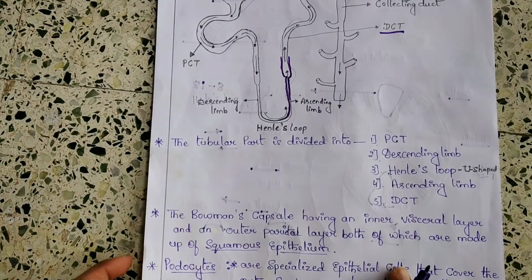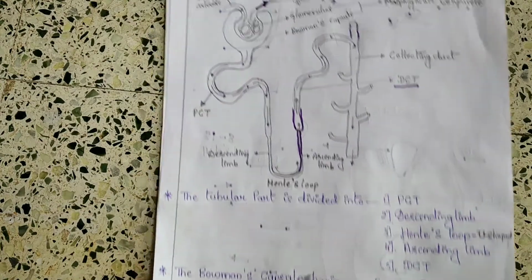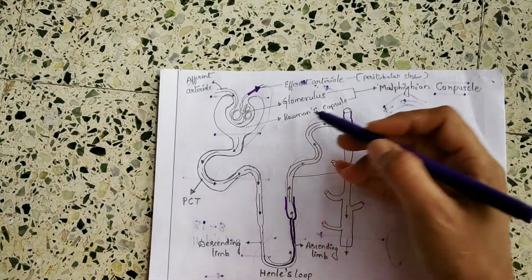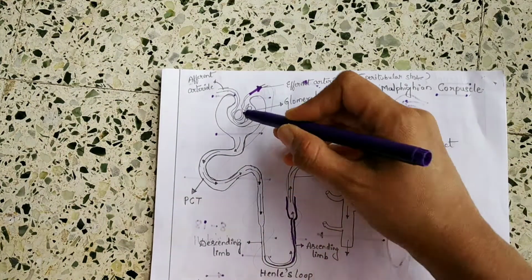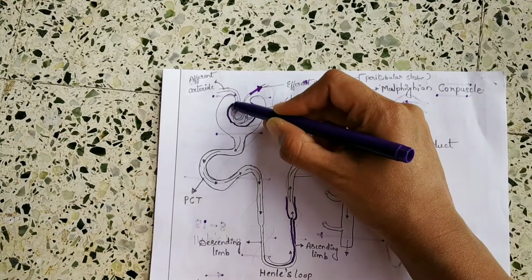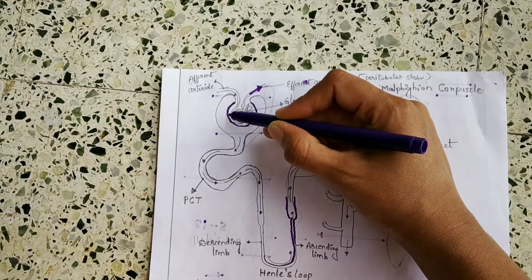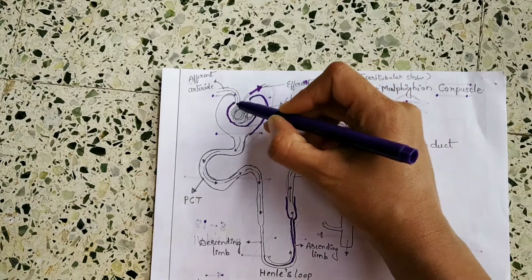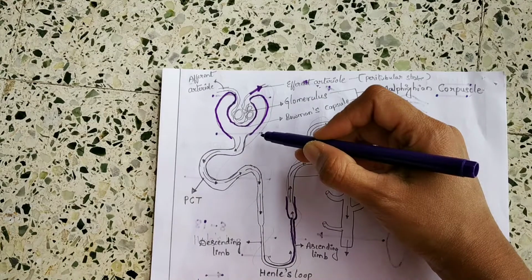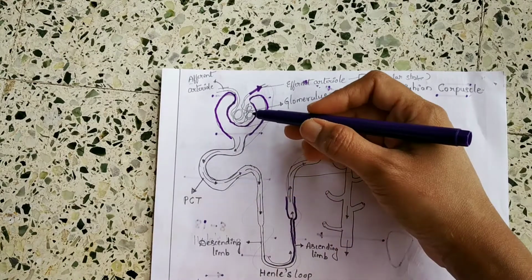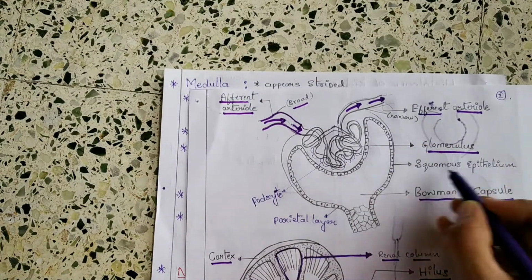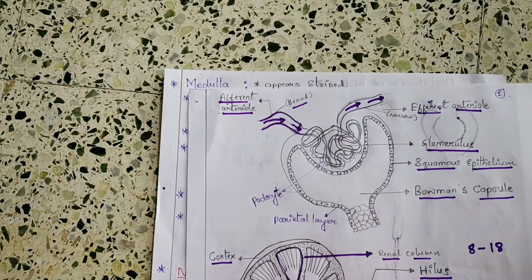Now the Bowman's capsule has an inner visceral layer and an outer parietal layer. These both layers are made up of squamous epithelium. You can look at the diagram: this is the visceral layer and this is the parietal layer. Both the layers are made up of squamous epithelium.